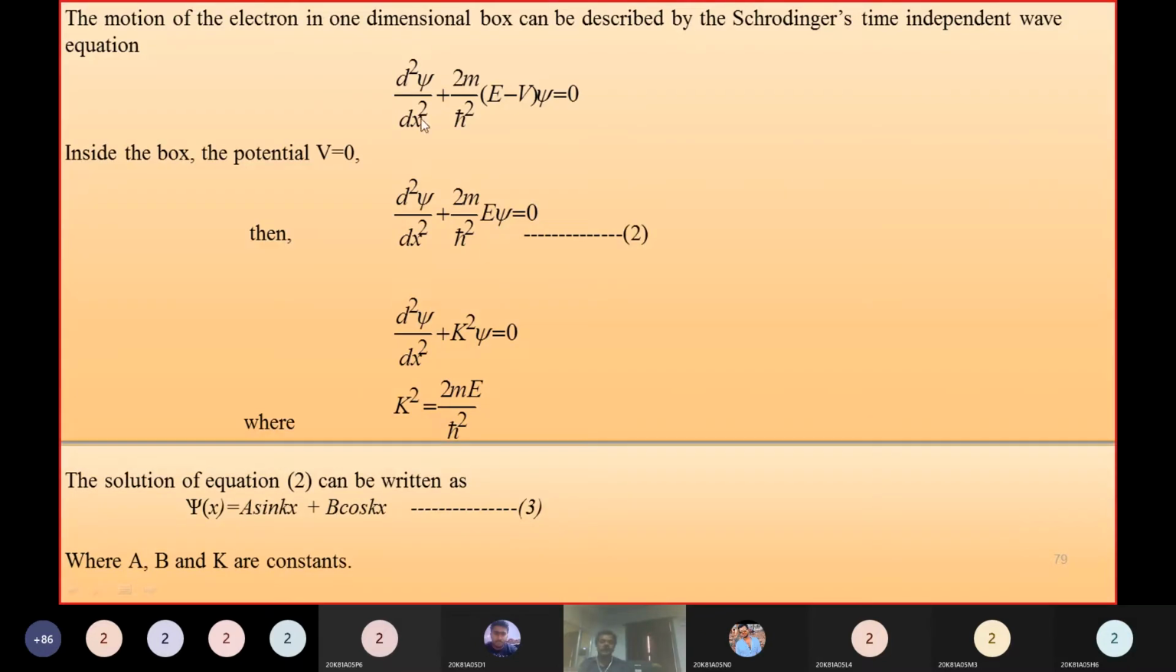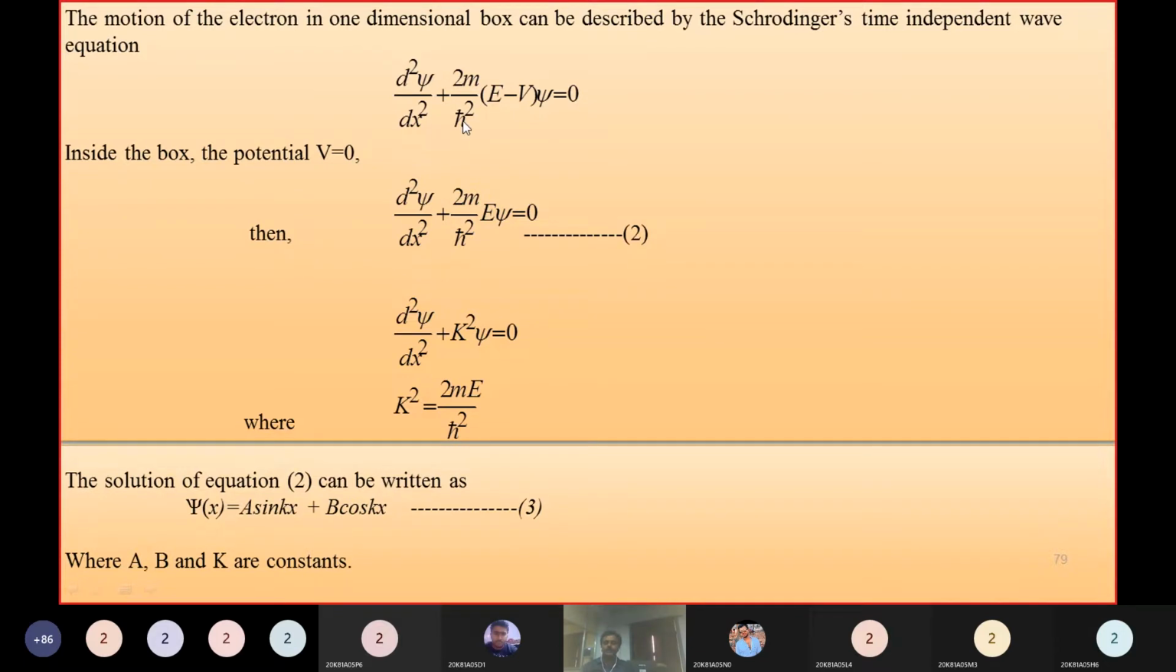Now, for explaining the motion of that particle, we consider the Schrodinger time independent wave equation. Already we know it: d square psi by dx square plus 2m by h cross square. Here h cross means h by 2 pi. For remembering, we will simply take 2m by h square.